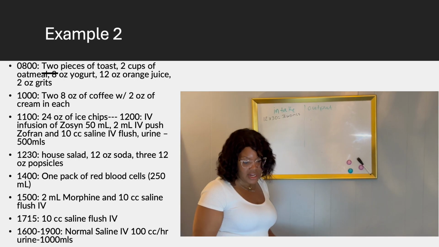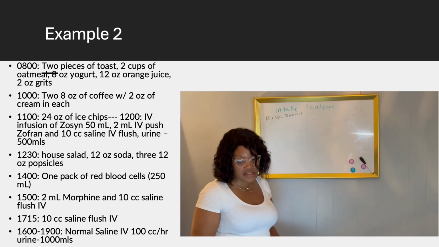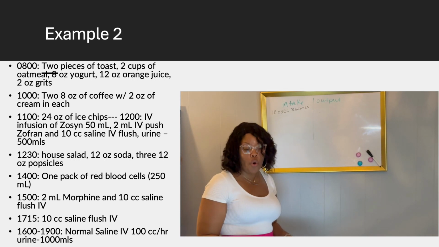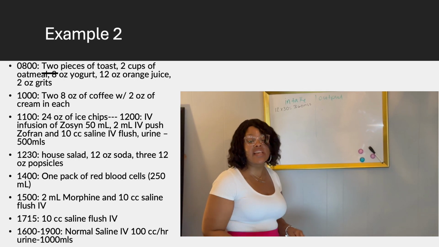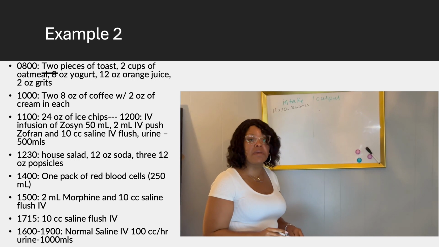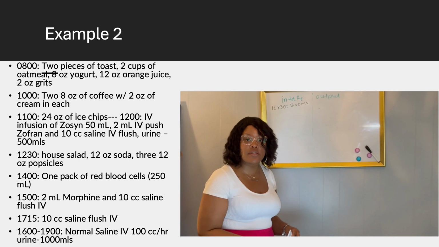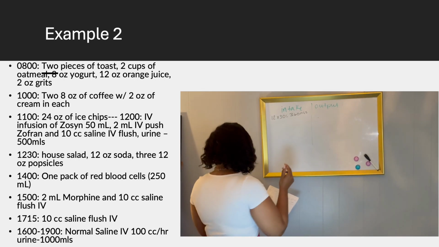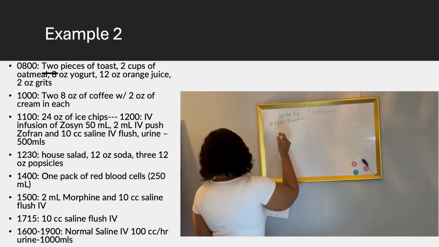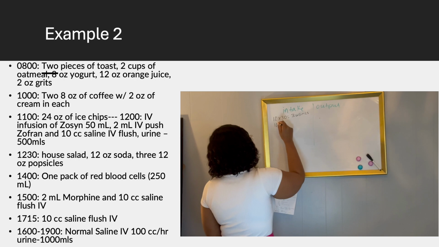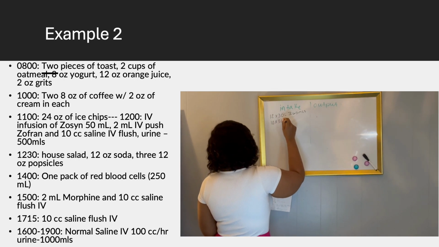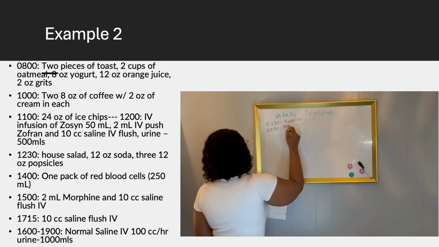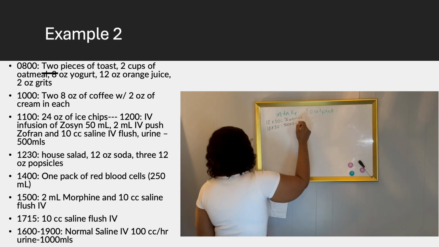All right, next we're going to go to 10 o'clock. They had 2 8-ounce coffees with 2 ounces of cream in each. One coffee is 8 ounces, and if we add the 2 ounces of cream, that gives us 10 ounces. But we did that twice. So we're going to do 10 ounces times 30, and we get 300 mLs, and then we times it by 2 because they had 2 of those.